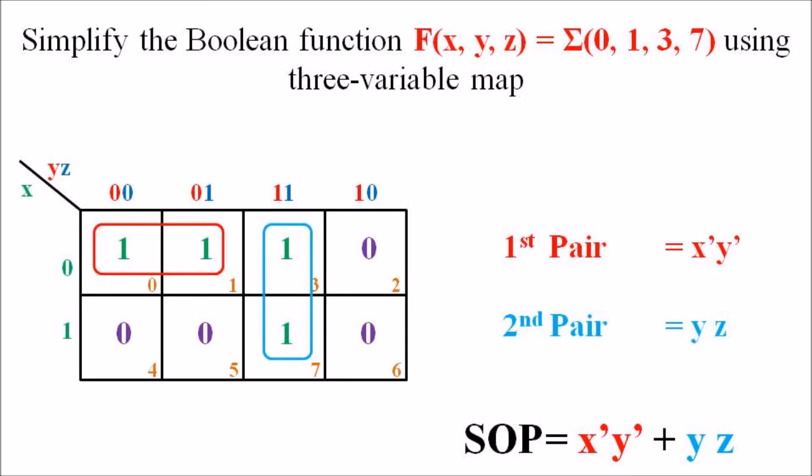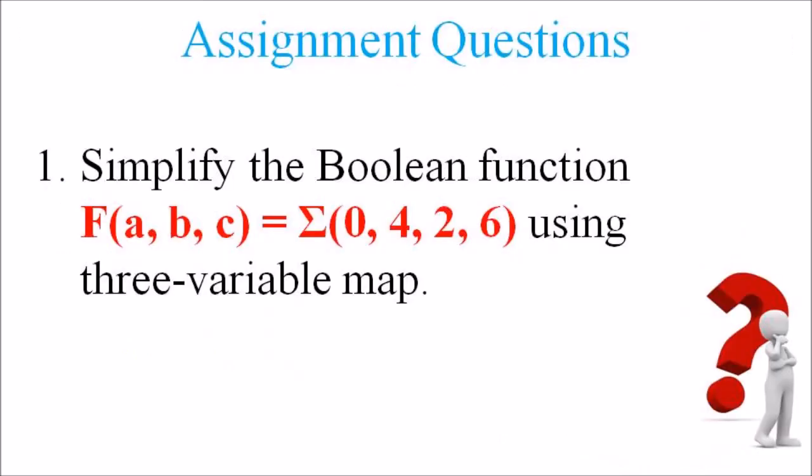This is how we reduce Boolean functions using K-maps. Hope you understood this topic. Kindly go through this assignment question: simplify the Boolean function f of a, b, c equals sigma 0, 4, 2, 6 using a three-variable K-map.